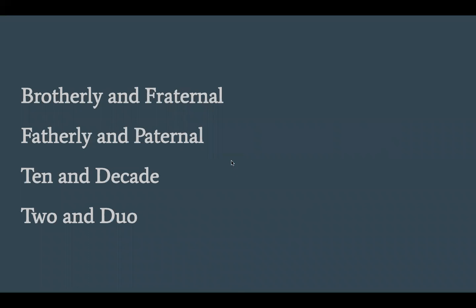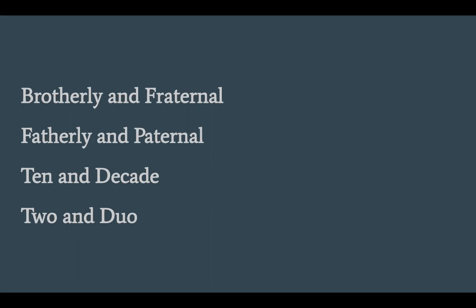First, I want you to look at these four sets of words. Though they are close in meaning, I want you to think about the difference in their sounds. You have brotherly and fraternal, fatherly and paternal, 10 and decade, and two and duo.